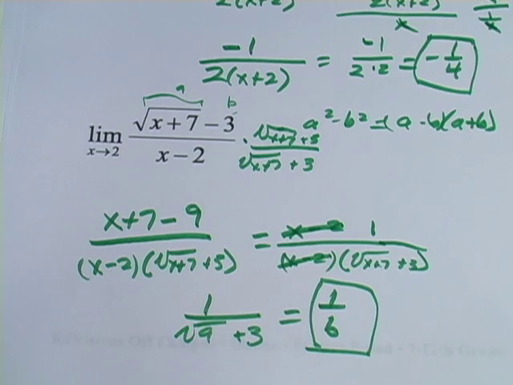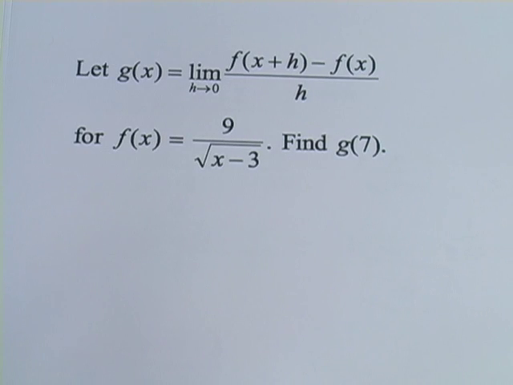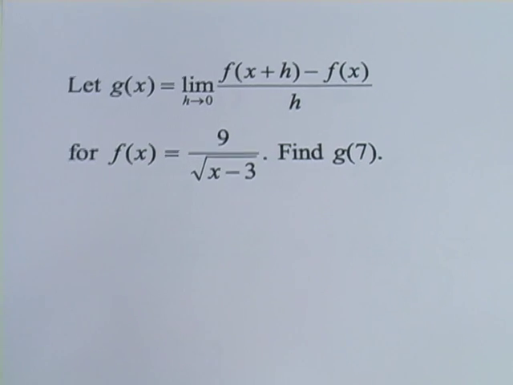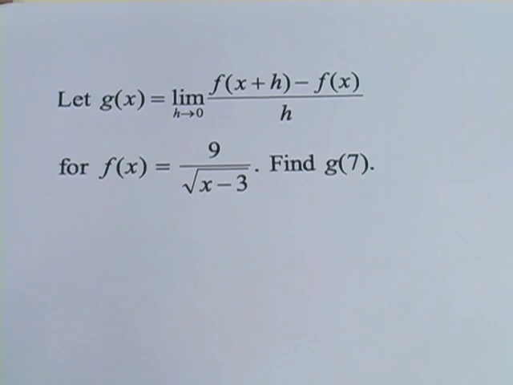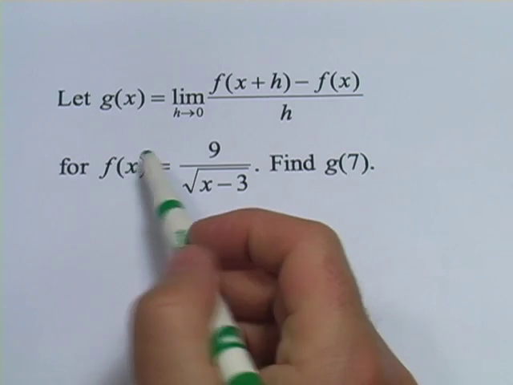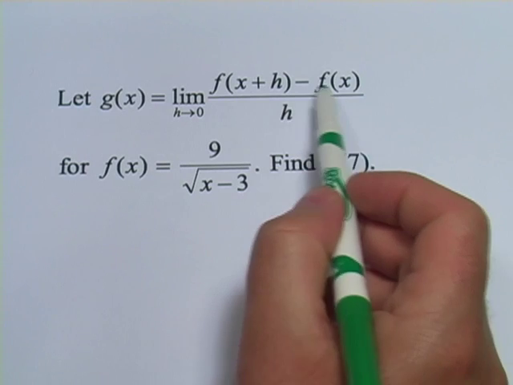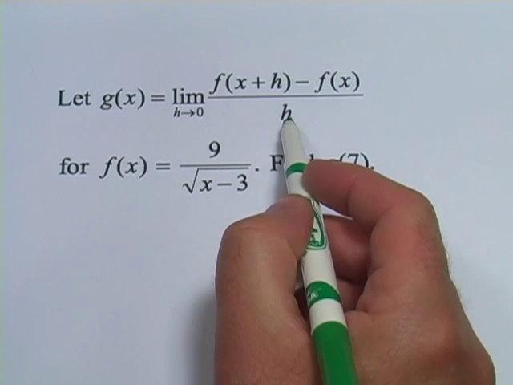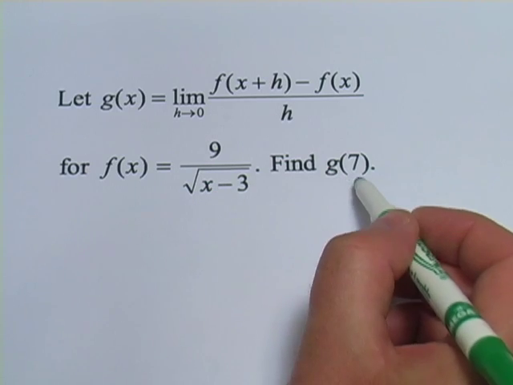So those are a couple of examples using some algebraic techniques. I'm going to show you another one now that's pretty complicated, but we'll use a different technique. And this technique is going to work for any limit that exists. This one says, let the function g of x equal the limit as h approaches 0 of f of x plus h minus f of x over h, and then they give you what f of x is, and they tell you to find g of 7.